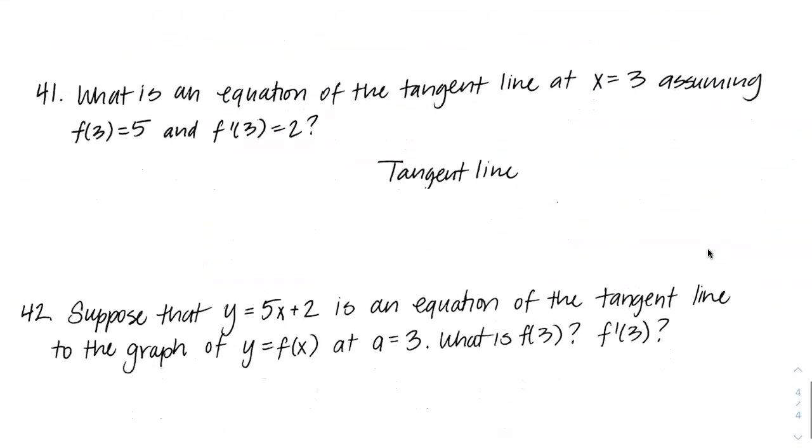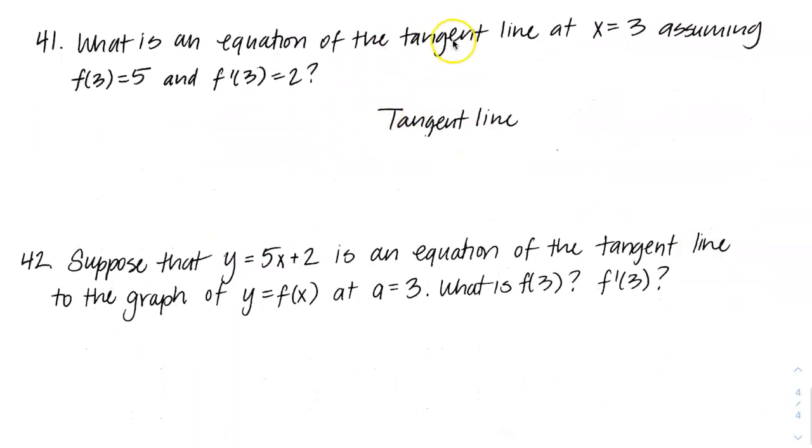Okay, next. What's the equation of a tangent line at x equals 3, assuming f of 3 equals 5 and f prime of 3 equals 2? So this is the easiest question in the world if you understand what's going on. So let's do this. Right, that's the equation of my tangent line.